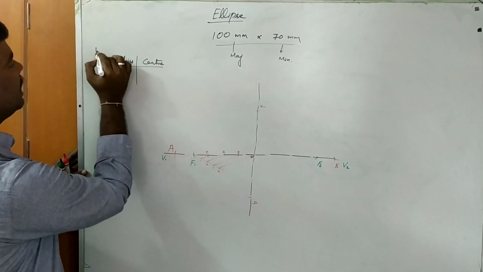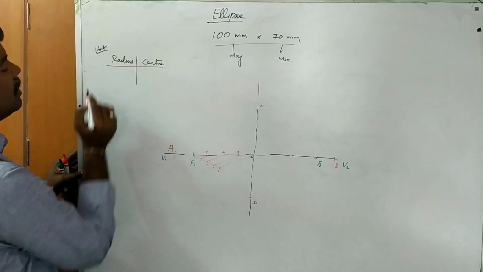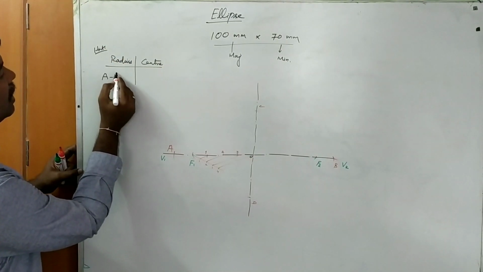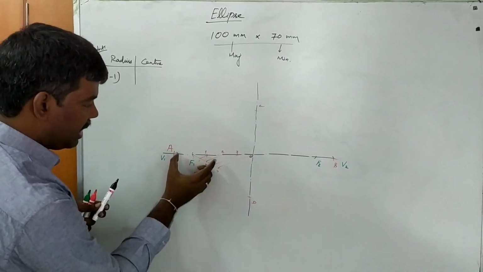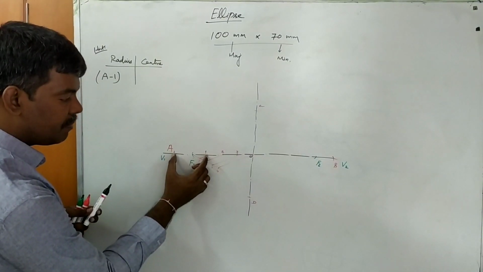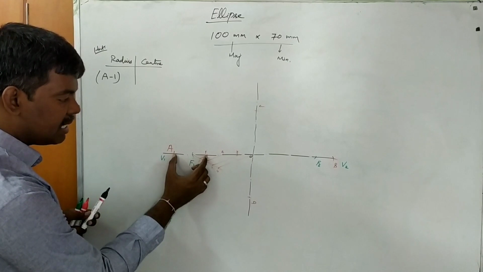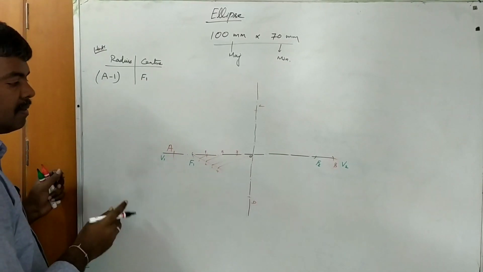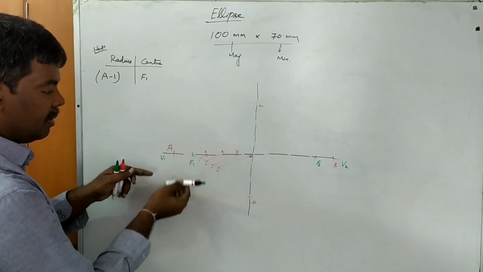That too, just one hint. So take compass to 1, A to 1 as the radius. You take compass A to 1 as the radius. Understand? A to 1 as the radius, F1 as the center. You draw one arc on both sides, top and bottom.